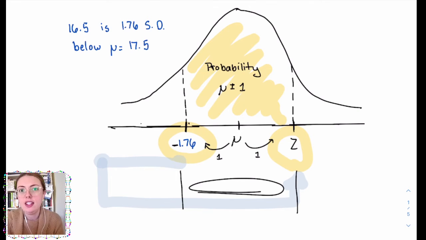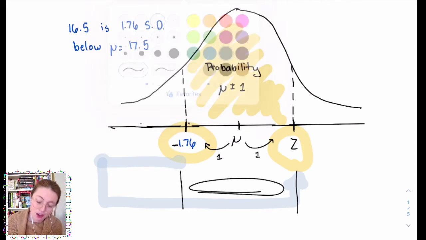So that's what a z-score is. It's how many standard deviations you are away from the mean. And when we have a normal distribution, that's directly correlated to probabilities. Okay, let's go right back out and do our second value.